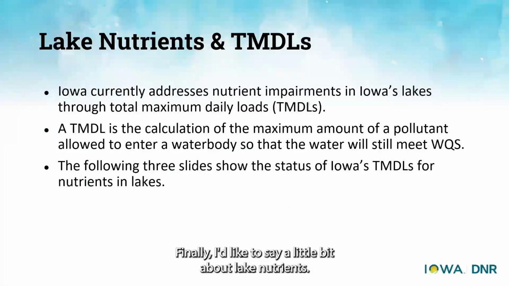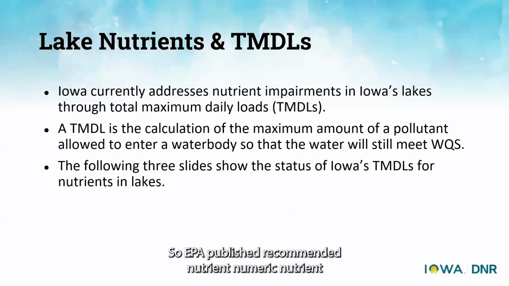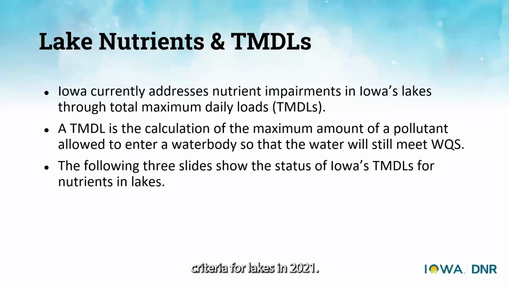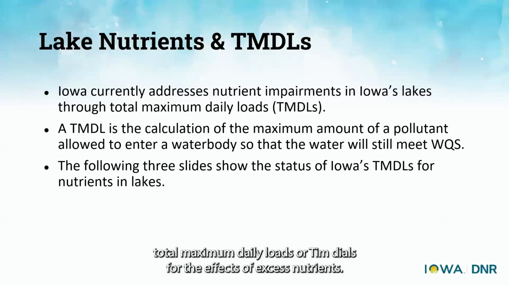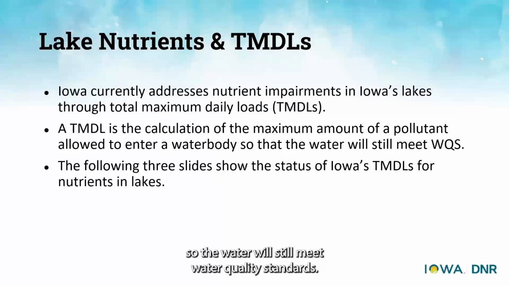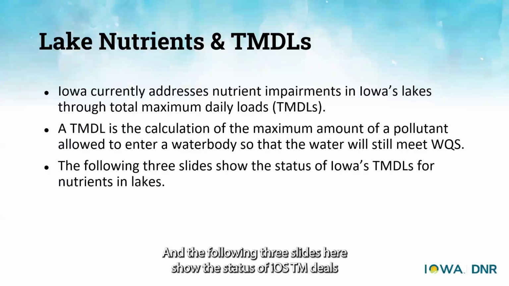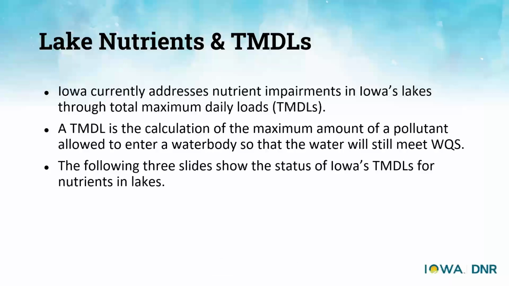Finally, I'd like to say a little bit about lake nutrients, that is nitrogen and phosphorus, and the role TMDLs play. So EPA published recommended numeric nutrient criteria for lakes in 2021. Iowa currently addresses nutrient impairments in lakes through total maximum daily loads, or TMDLs, for the effects of excess nutrients. So a TMDL is a calculation of the maximum amount of a pollutant allowed to enter a water body so that the water will still meet water quality standards. And the following 3 slides here show the status of Iowa's TMDLs for addressing nutrient-related impairments in lakes.